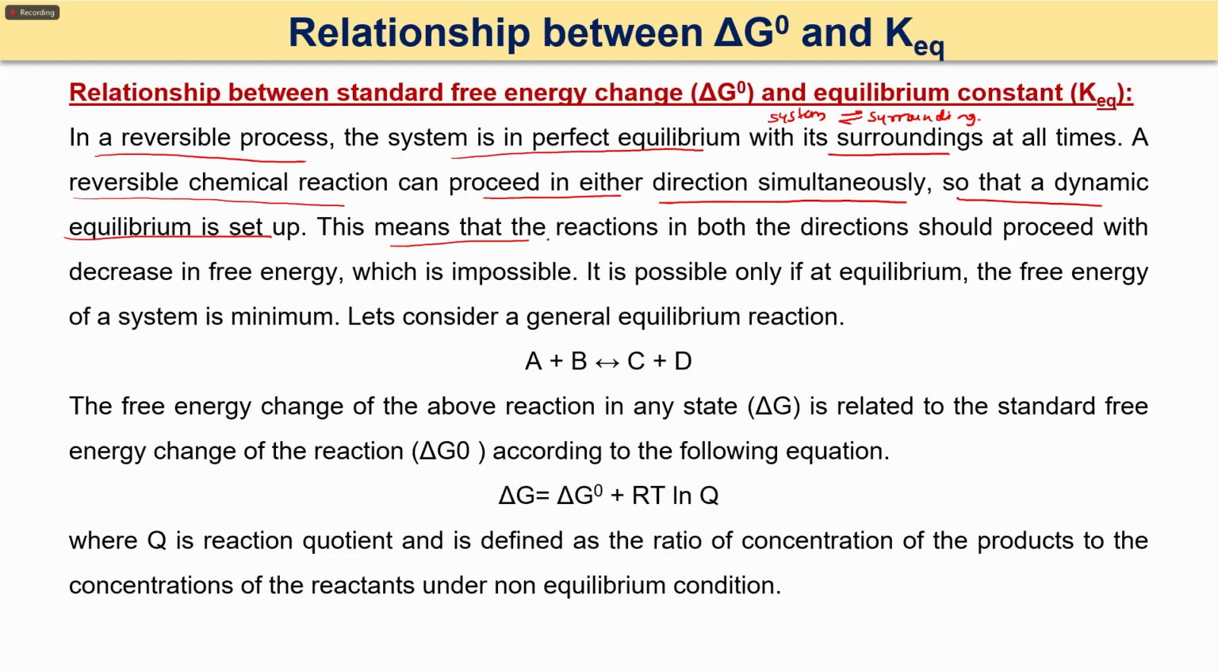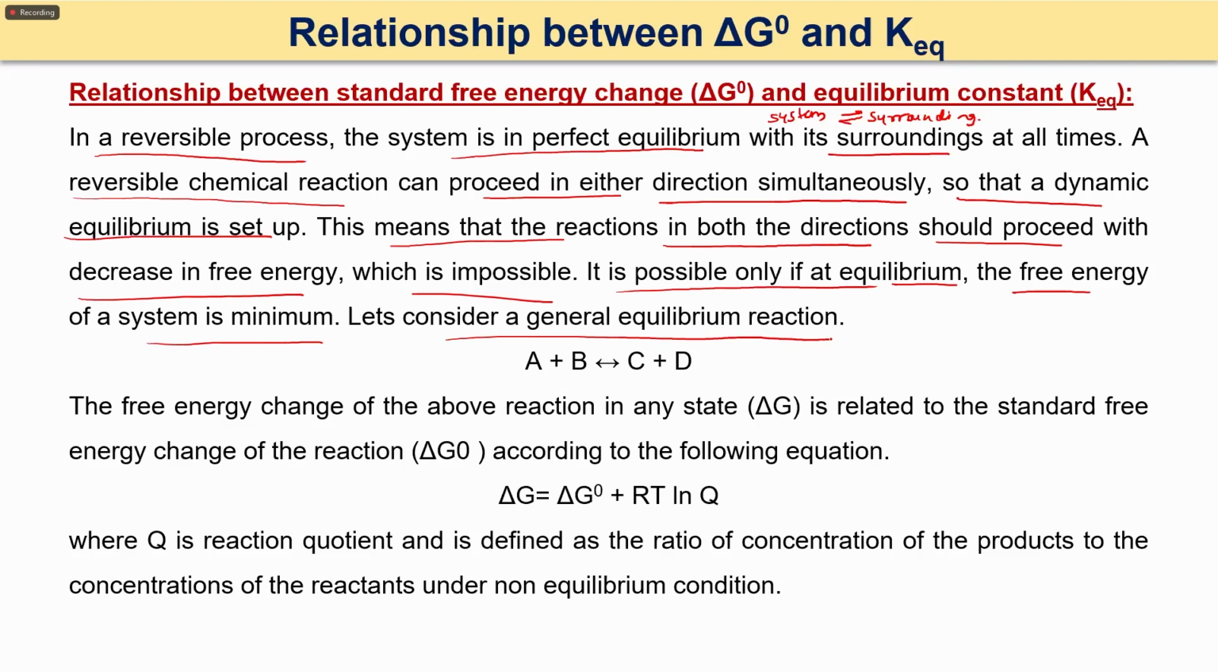This means that the reaction in both the directions would involve a decrease in the free energy. If the reaction is happening in both the directions, that means a decrease in free energy in both, which is impossible. So it is possible only if at equilibrium the free energy of a system is minimum.